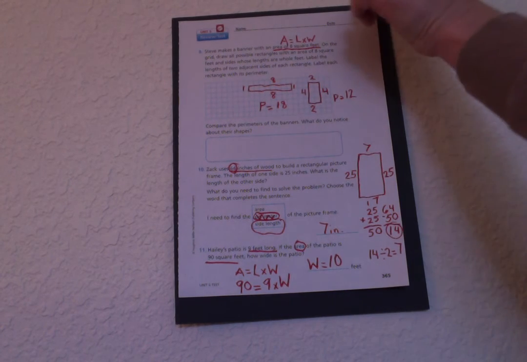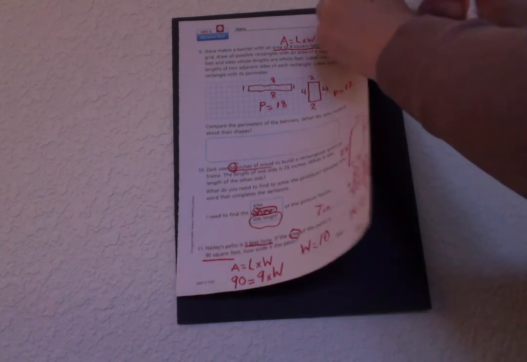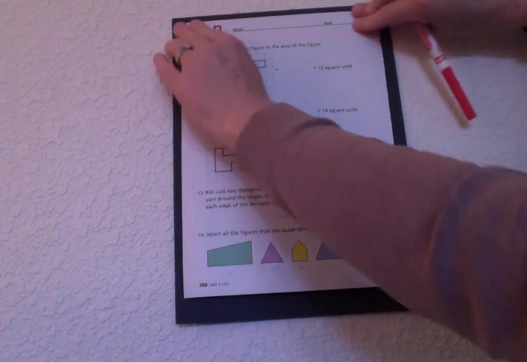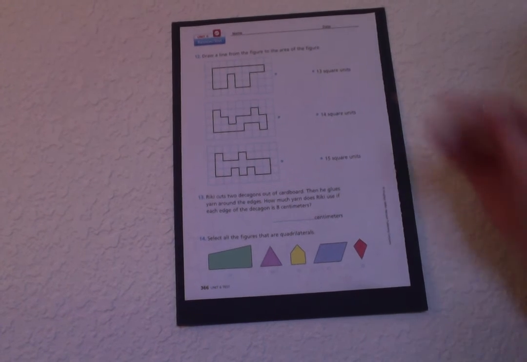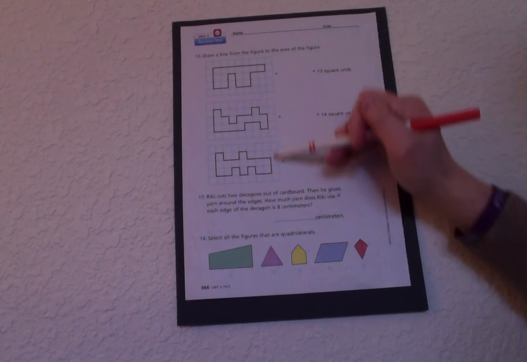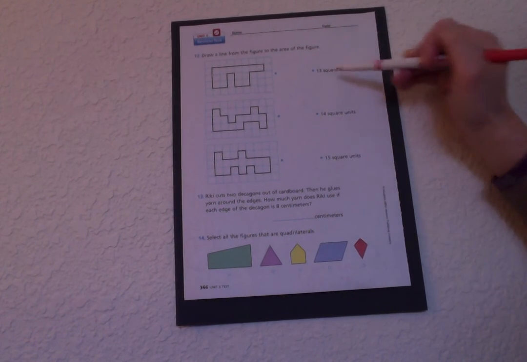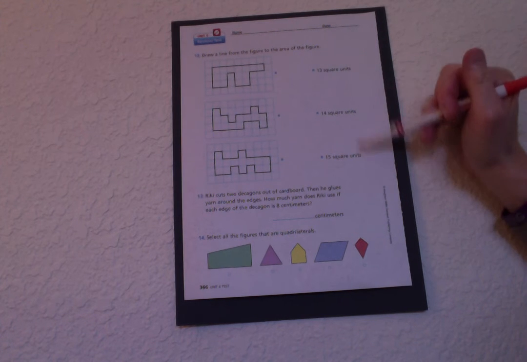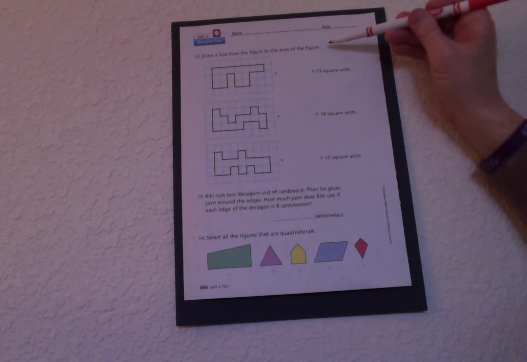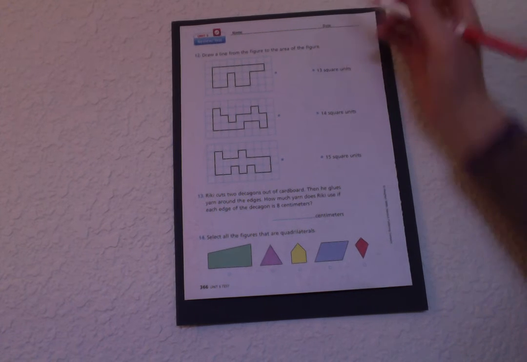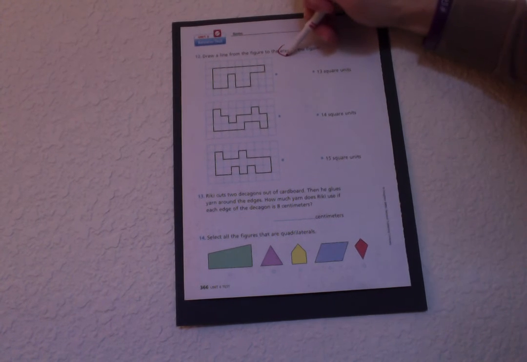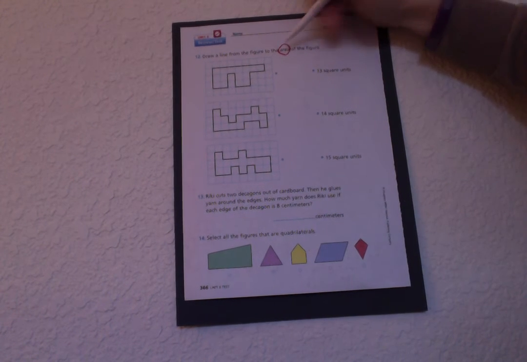All right, you guys. I'm going to flip this over while you flip yours. And the back side for our last review page, it's pretty fun. Pretty simple too. We're going to be matching these shapes and areas to the total square unit. So there are 3 here. It tells me to draw a line from the figure to the area. Remember, area is the inside. See how area is on the inside?